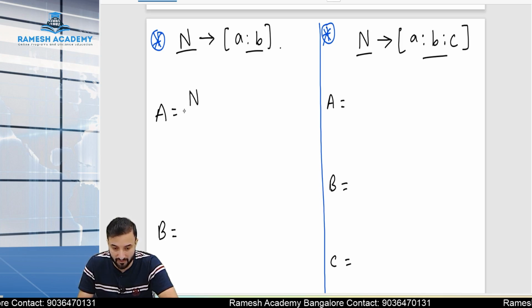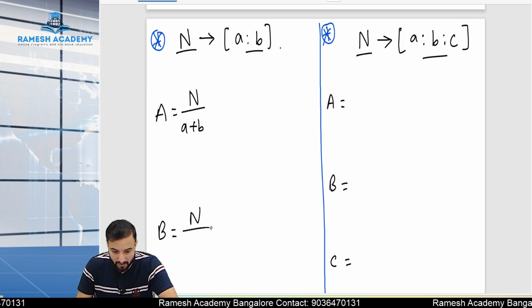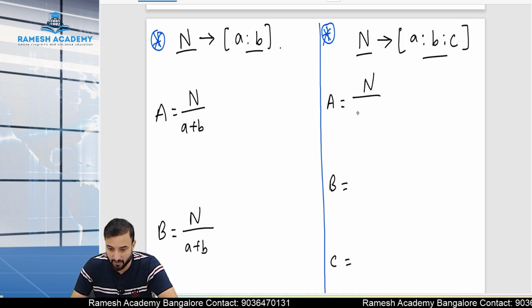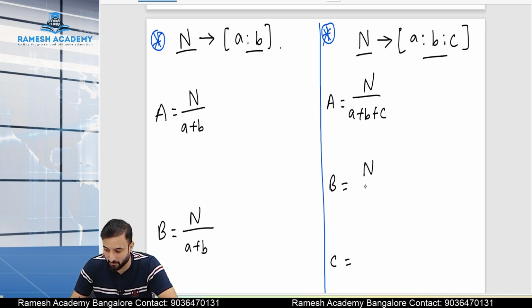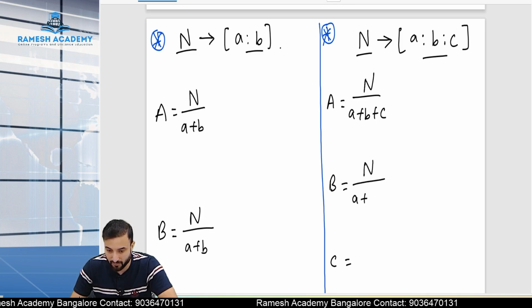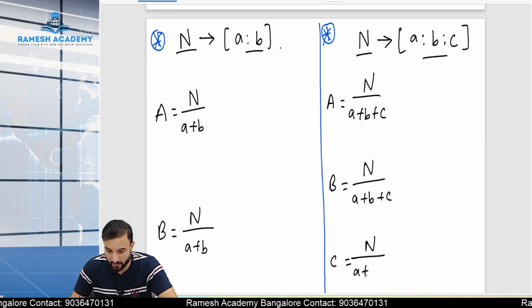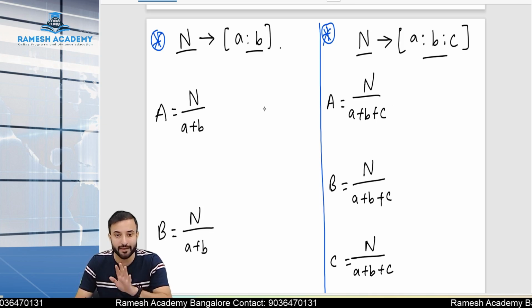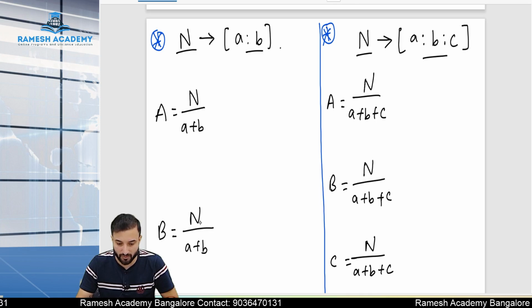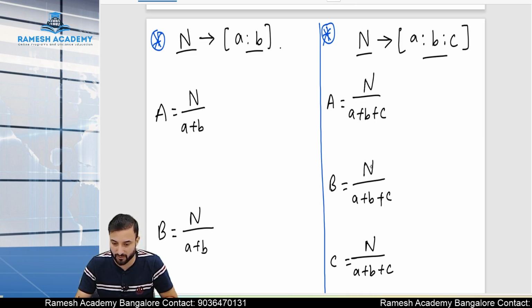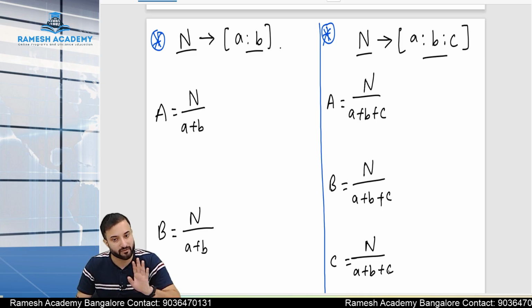Whatever the number is given, divide it by the sum of the ratios. Here also, number divided by the sum of ratios. Till here it is the same: number divided by the sum of ratios.